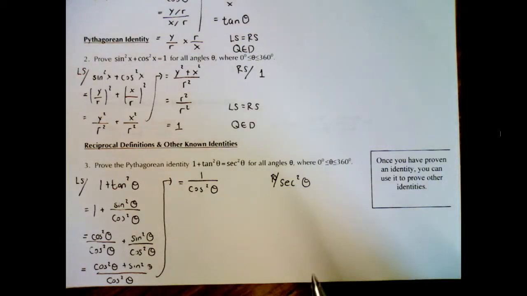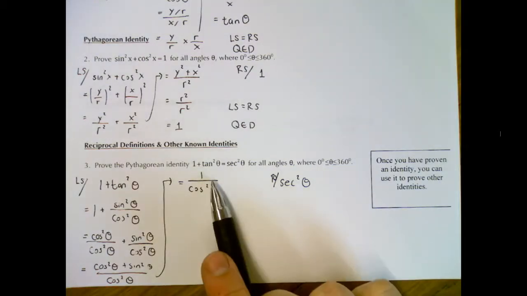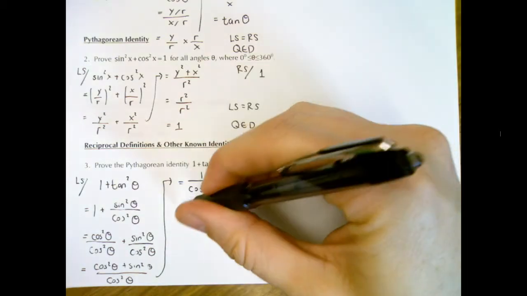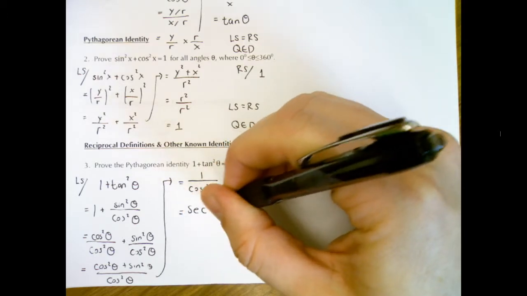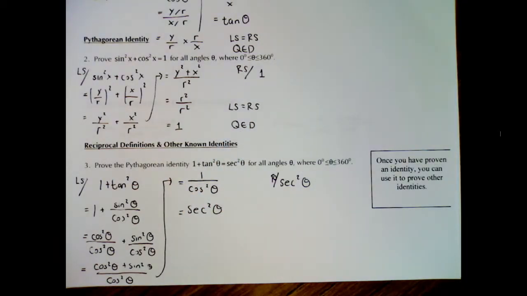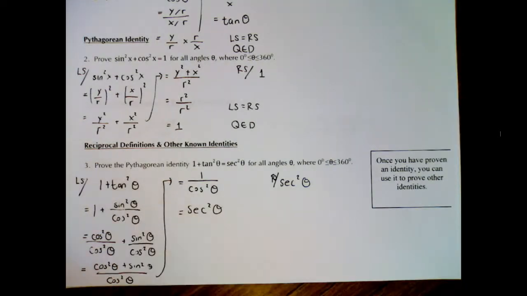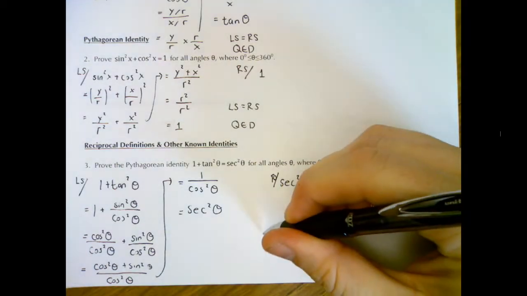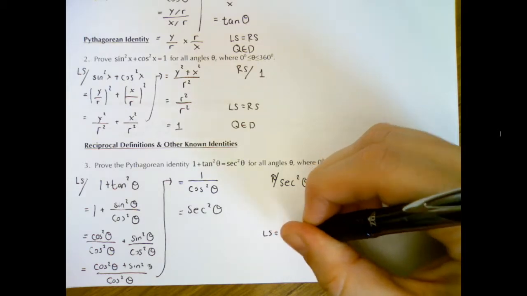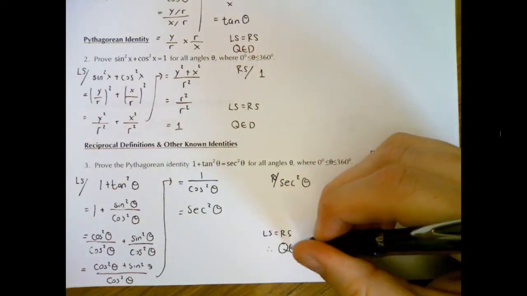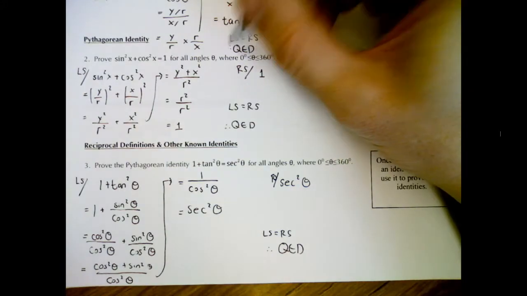And hey, secant is just 1 over cos. So secant squared theta must be 1 over cos squared theta. And now we've proven the identity. We used a couple things here. We used the identity that tan is sine over cos. We created a common denominator, and then we used the Pythagorean identity. We used 2 different identities to prove this identity. And now that we've demonstrated it, we can say left side equals right side. Therefore, QED. Forgot the therefore. I wrote it last time.